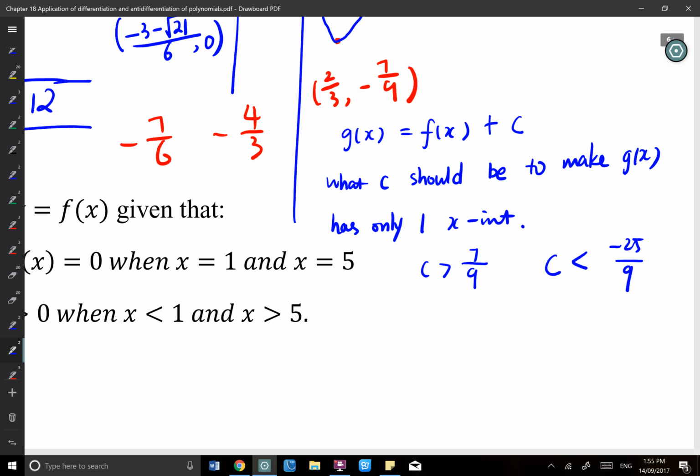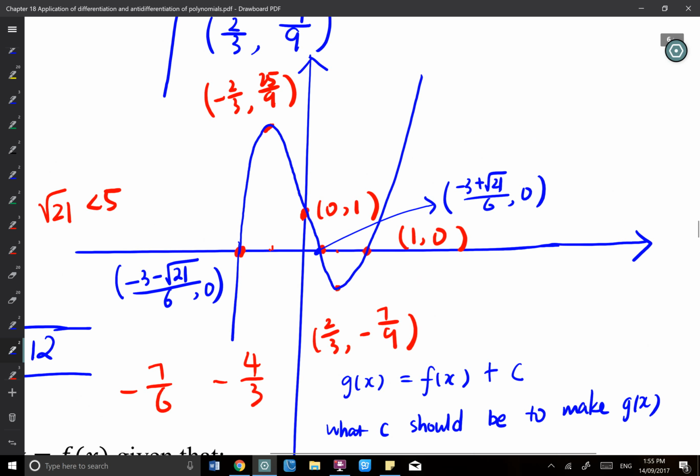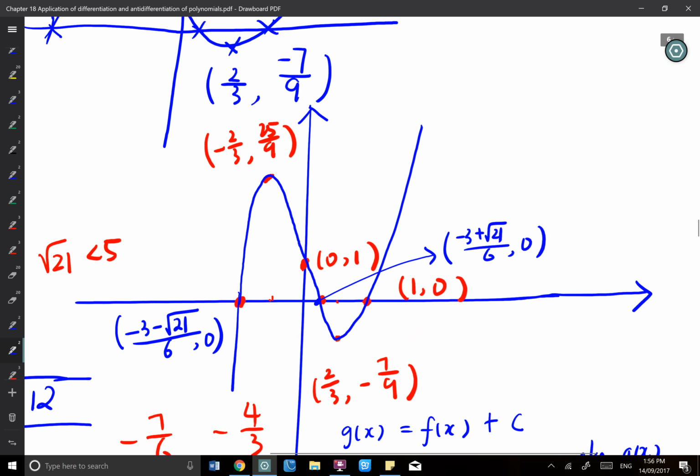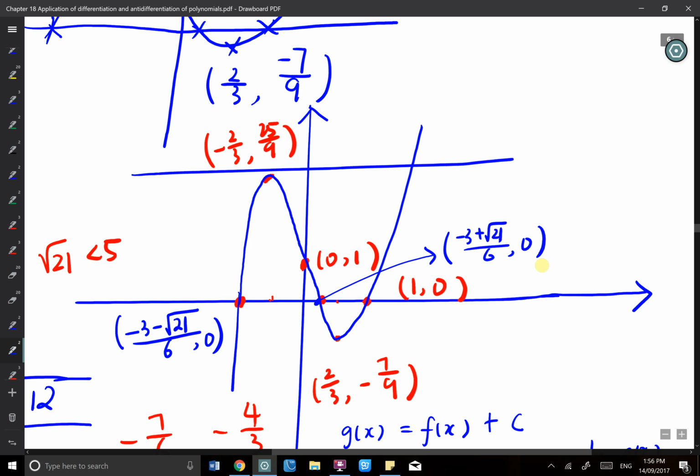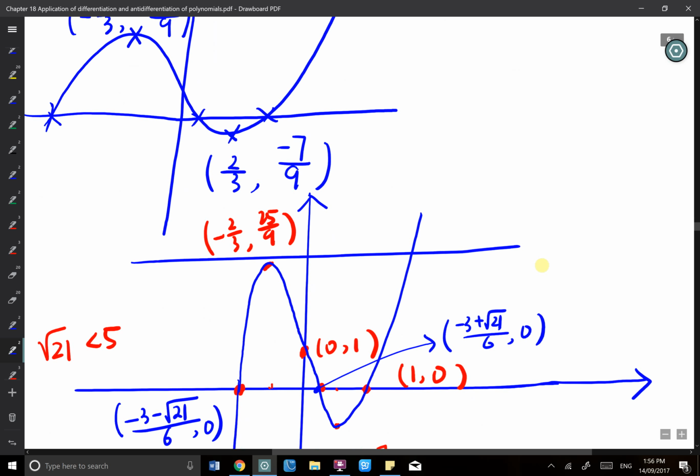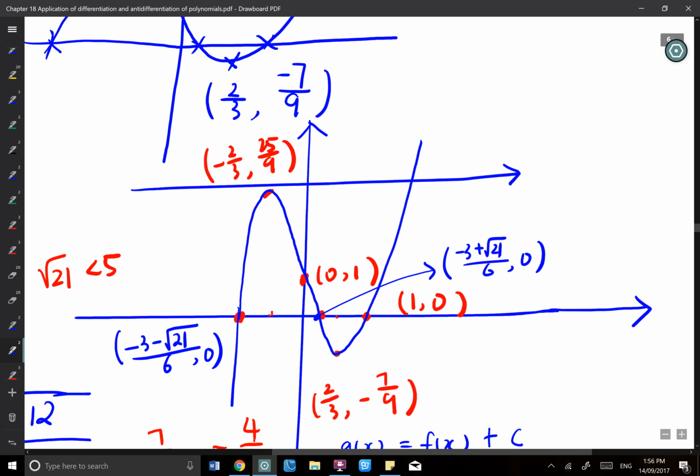As long as c is negative, you are moving the graph down. So how much do you want to move down? You want to move it down until 25 on 9, so you want to move it further down. That makes the new x-axis about here. Then this graph only has 1 intercept. Only 1 intercept, and that can give you only 1 intercept.